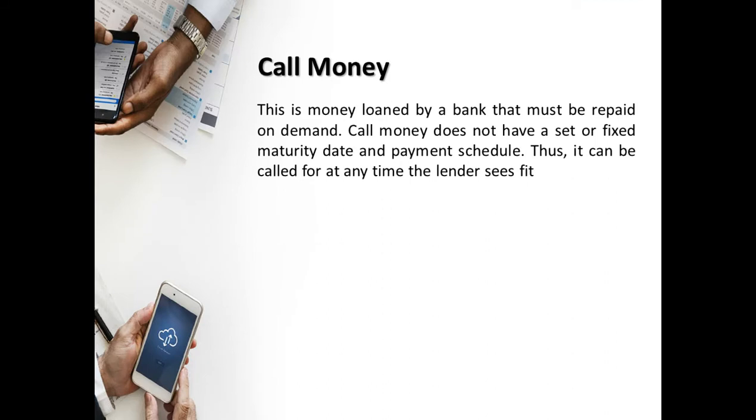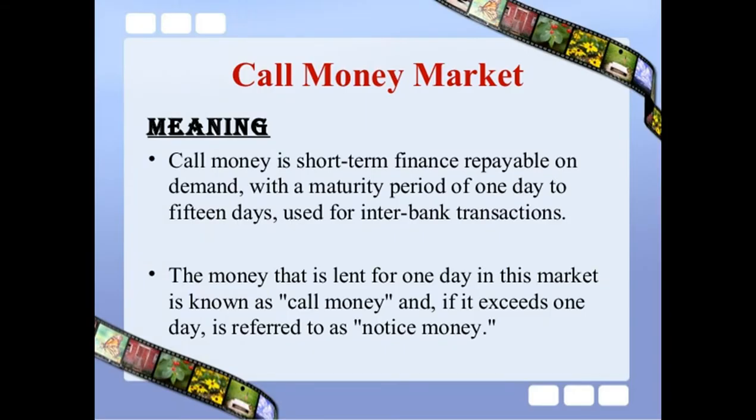Another instrument is the call money. Call money is the money loaned by a bank that must be repaid on demand. Call money does not have a set date or maturity date or scheduled payment plan. It can be called for at any time by the lender if it sees fit. So that's what we call call money. The lender can call you at any time that he needs his money and you should be ready to pay. These are the conditions of call money. And there's another name for it, so you can call it either call money or notice money.